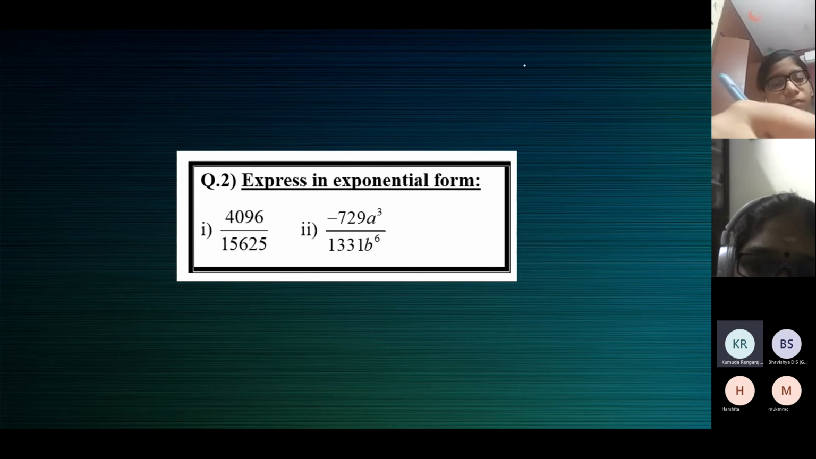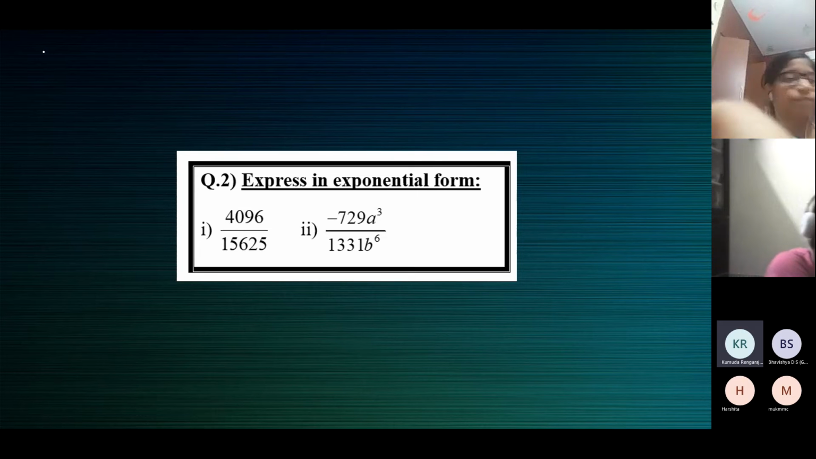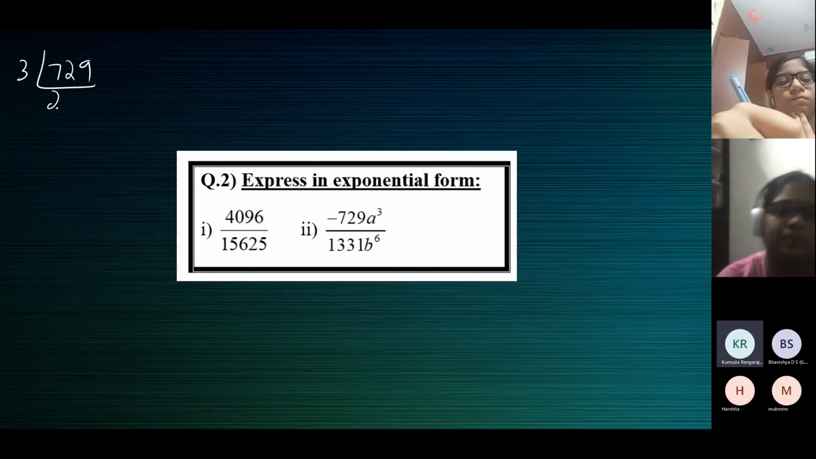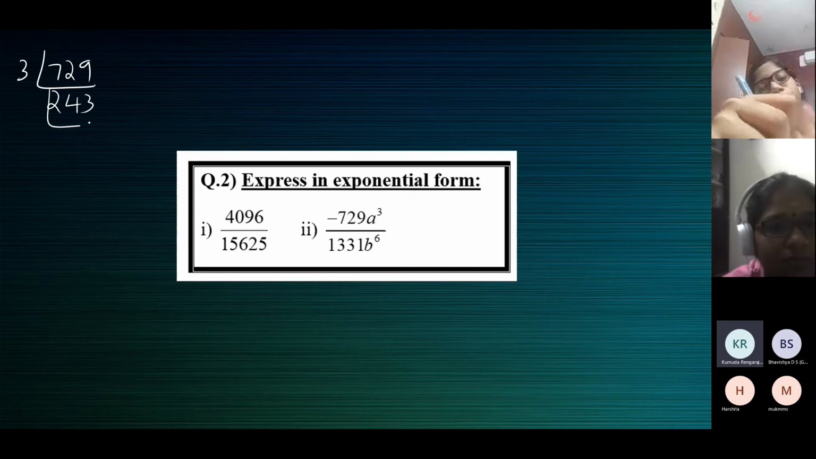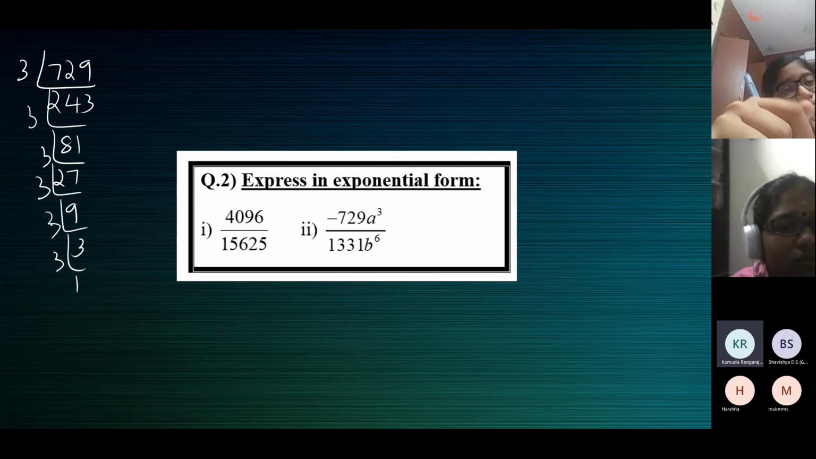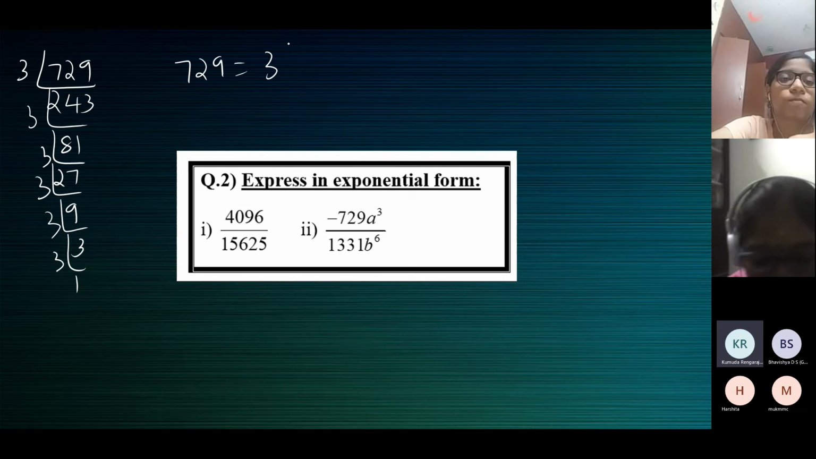Don't work anything. Now, when you find the prime factors of 729, children, it'll be 3 into 243, 3 into 81, 3 into 27, 3 into 9, 3 into 3, 3 into 1. So it is 3 happening how many times? 6 times. 1, 2, 3, 4, 5, 6. So 729 is 3 to the power 6.